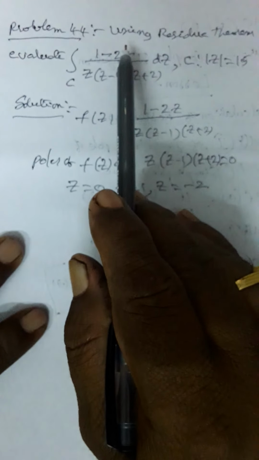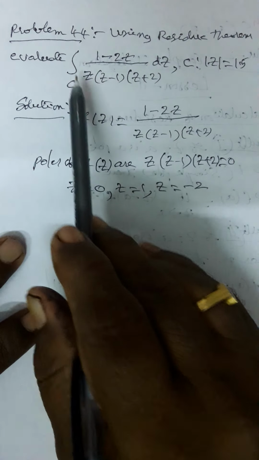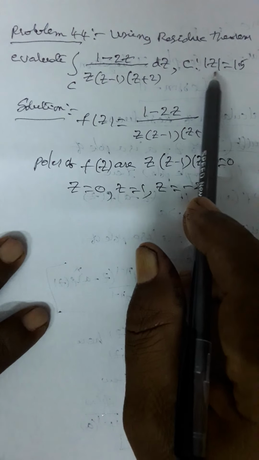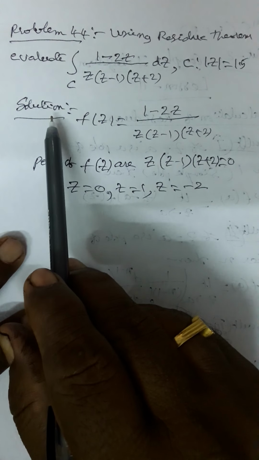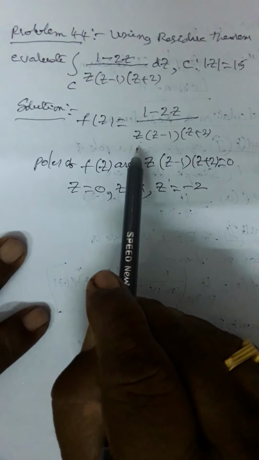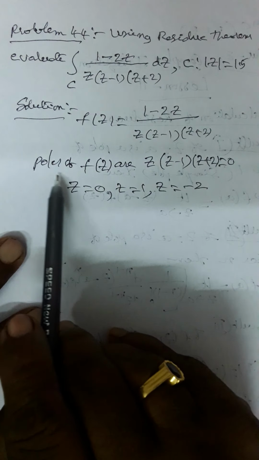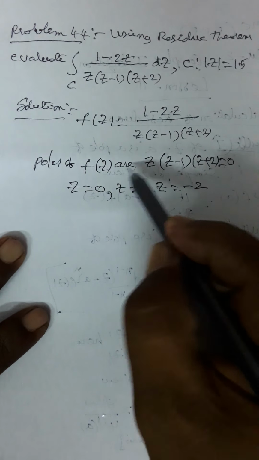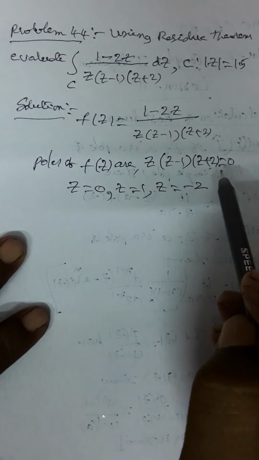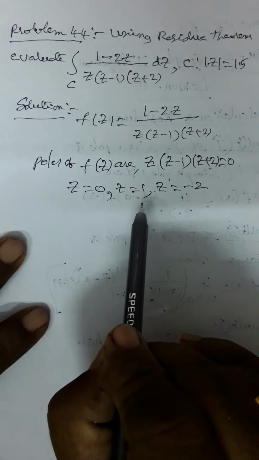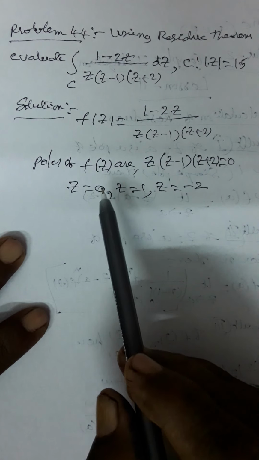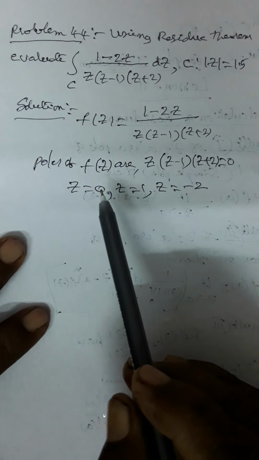So for problem 44, using residue theorem, evaluate the integral over C of (1 minus 2z) by z into (z minus 1) into (z plus 2) dz, where C is mod z is equal to 1.5. Solution. Write first, given f of z is equal to (1 minus 2z) by z into (z minus 1) into (z plus 2). Poles of f of z are given by equating the denominator to 0. z is equal to 0, z is equal to 1, z is equal to minus 2. These are the poles. Now we have to calculate residues at poles.